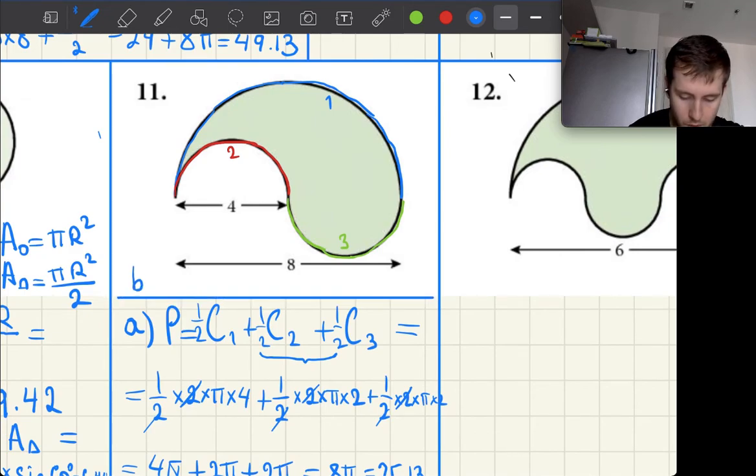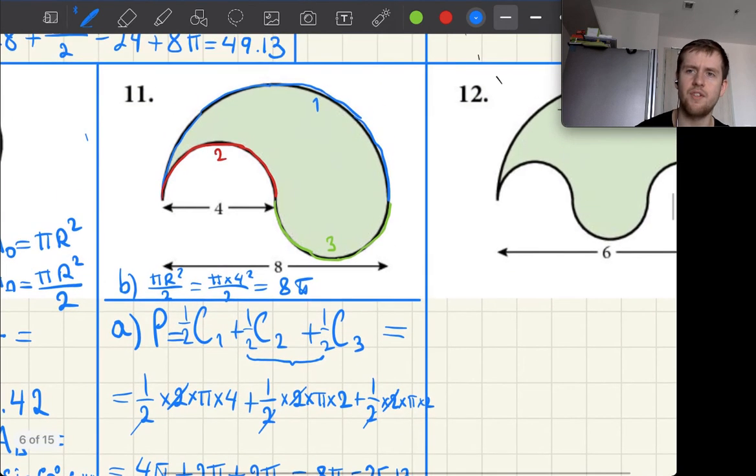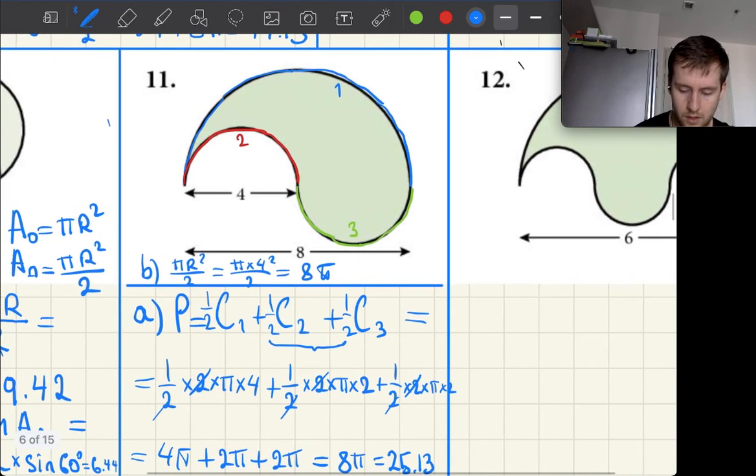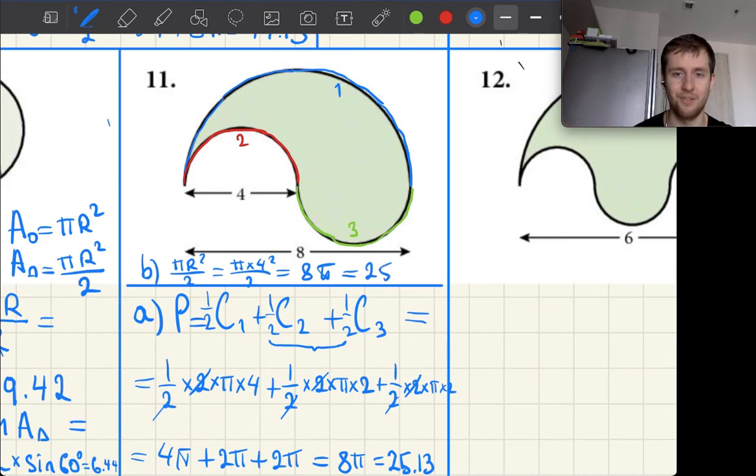So for B, we just do pi r squared divided by 2. In this case, the radius is 4. Pi times 4 squared divided by 2. So that's 8 pi. Actually the same. The area is the same as the circumference. That's interesting. This is coincidental. Normally it's not always like this, so don't take this as a rule. So 25.13, the same area.